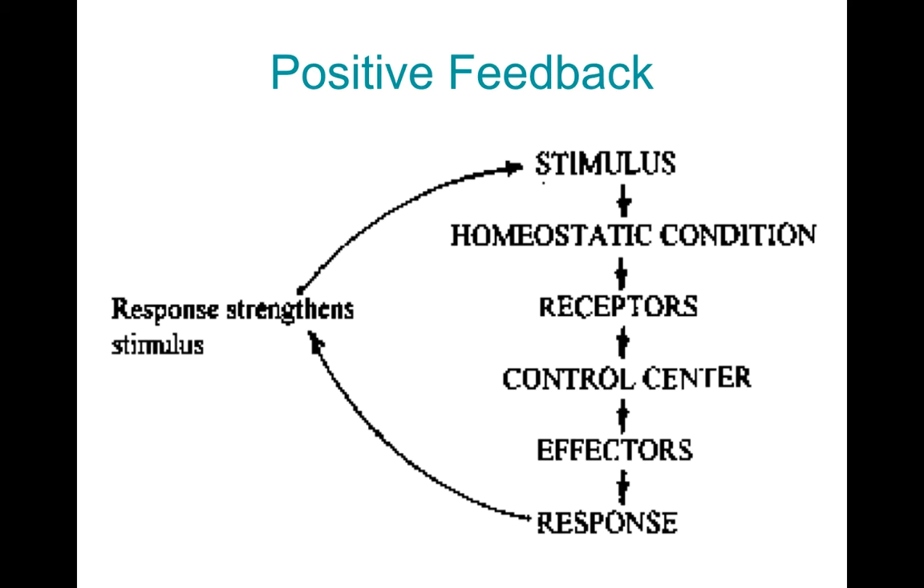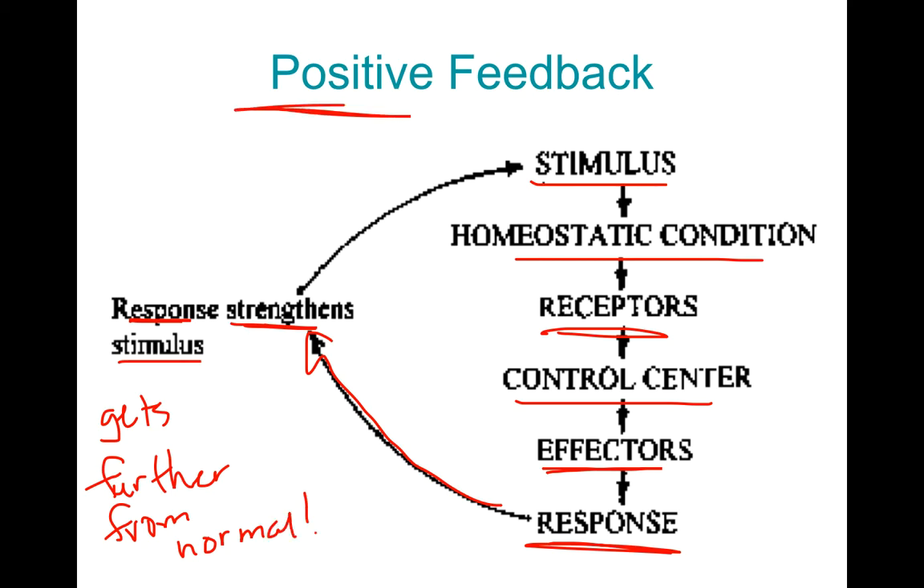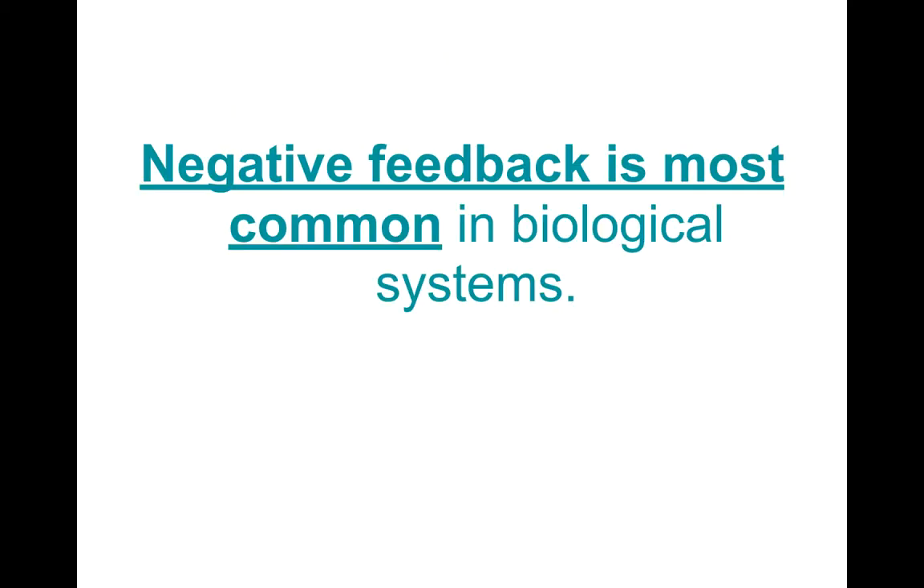Then we have a positive feedback. Here we have our stimulus. Our homeostatic condition changes. The receptors pick up on it and send that information to the control center. The control center measures it and decides that, yes, we need to do something about it. It sends to the effectors, which then send out a response like a hormone. And then what happens here, the response gets strengthened. So it gets farther from normal. That is a positive. It doesn't go back to normal, it gets farther from normal. Negative feedback is the most common because it brings it back to normal.